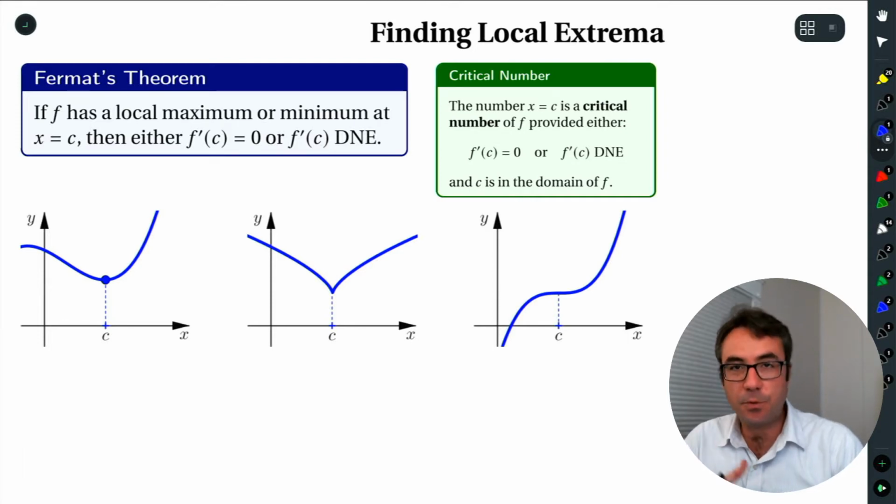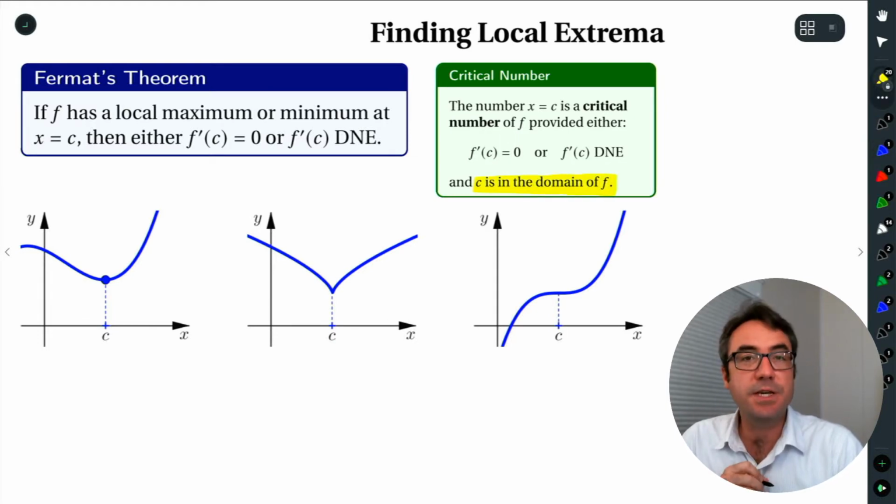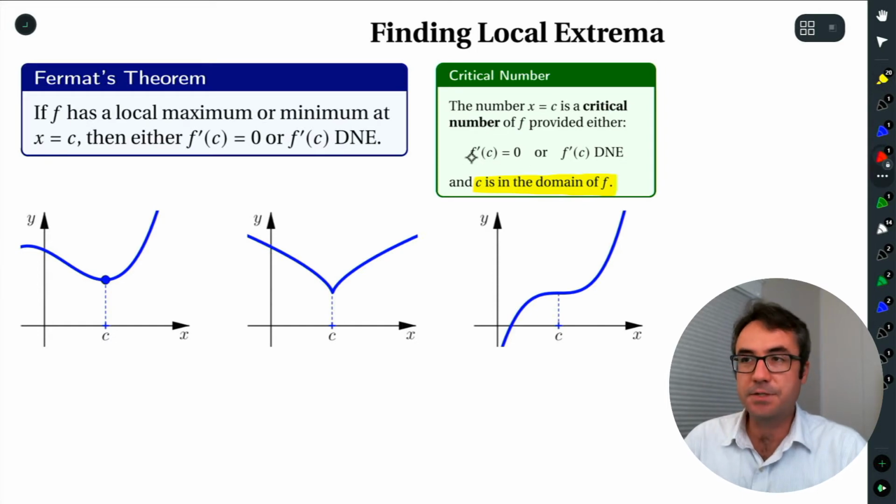And because those two types of places are so important, we give them a special name, and we call those the critical numbers. So the number x equals c is a critical number of function f, provided either the derivative of f is 0 there, or the derivative is undefined there, with one extra condition, that the critical number c has to be in the domain of our original function. So that's something we want to pay attention to.